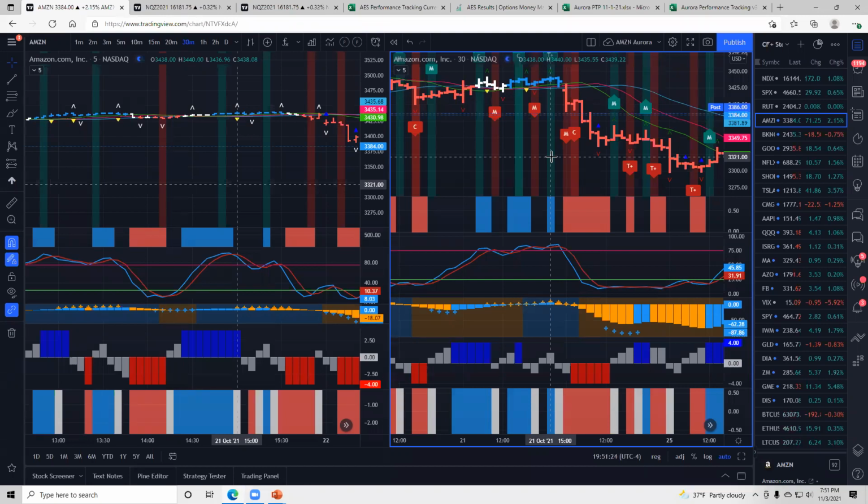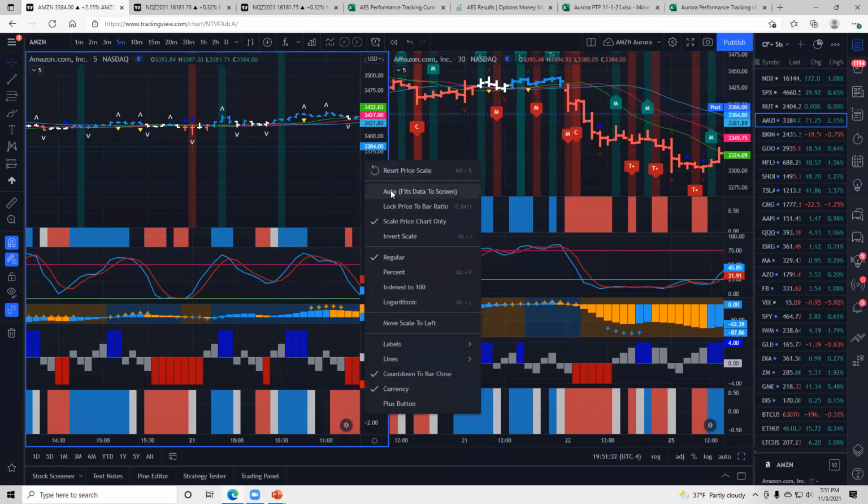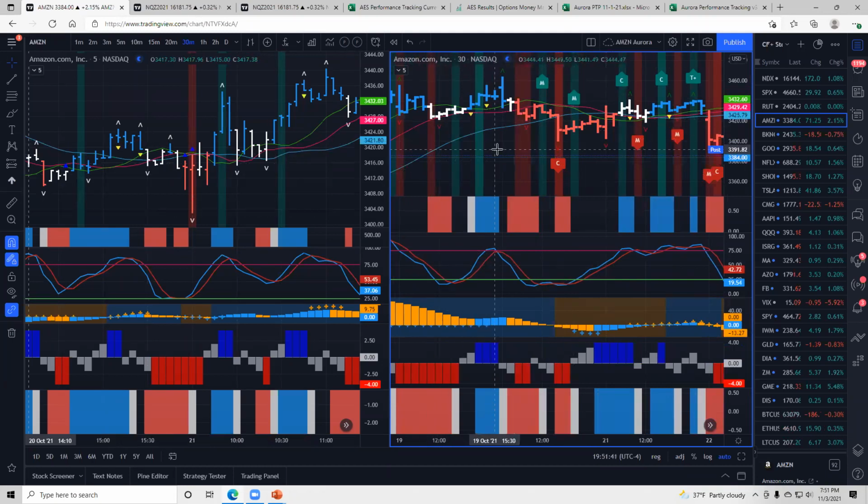So it's intended to take into account the AES structure, AES signals, and the integrity of those signals, as well as being able to more effectively time the entry. I'm going to go through these quickly, but every time there's a new red print, you would buy a put on Amazon, and then you're going to hold that for a specific profit target, or if you're not out of it after you've hit your profit target, then you're going to close it on a new blue print and you're going to buy a call. So you're just going to roll it into a call.